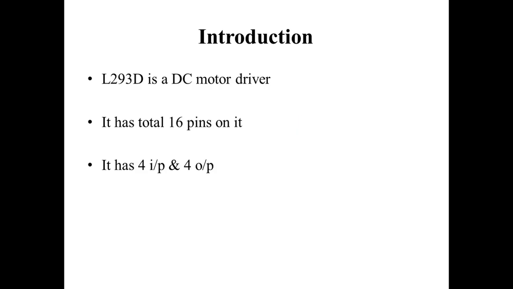Hello guys, in this video we are going to see the pin diagram of L293D. This L293D is basically an IC which is used for driving or controlling DC motors. As I said, it is a DC motor driver, and it has a total of 16 pins. Out of these 16 pins, 4 pins will be input pins and 4 pins will be the output pins.